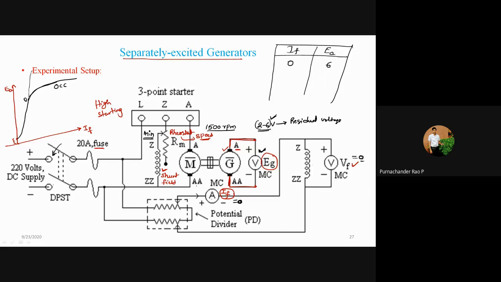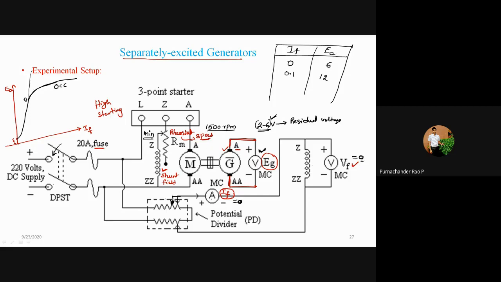Okay, next what you have to do? By using the handle here, you can change the position to this point. Whenever you change this position, a small current will be passing through this field winding. You can observe that this current is 0.1. Now you can get a voltage of some 12 volts.